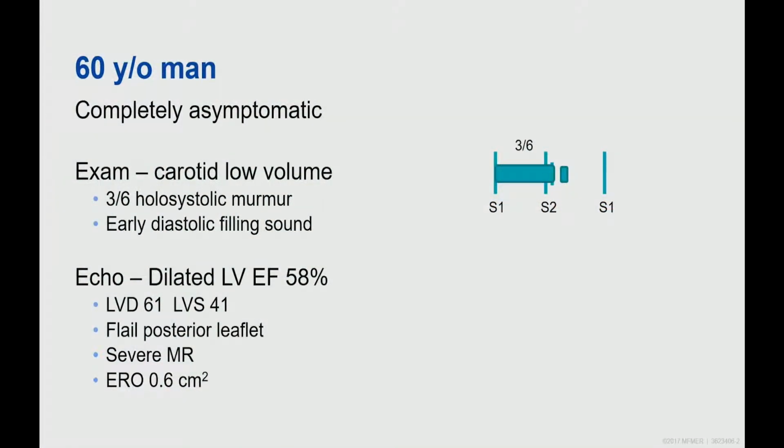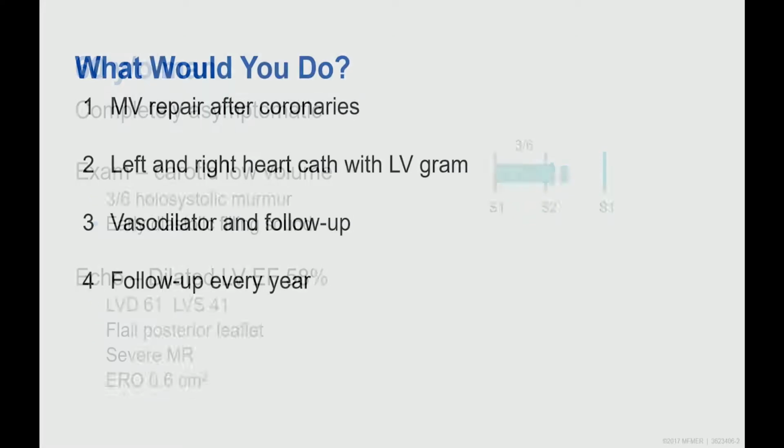A completely asymptomatic 60-year-old male. He's got low volume carotids, a 3/6 holosystolic murmur with an early diastolic filling sound. EF is 58%. His ventricle is dilated. He's got a flailed posterior leaflet with severe mitral regurgitation. So the next slide will ask you how you want to do this patient.